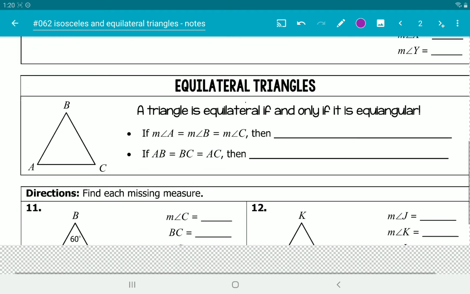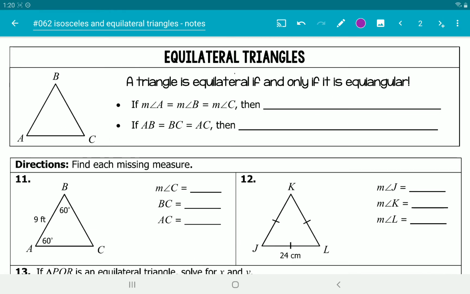Okay? So now we're going to move down to equilateral triangles. So these are a little even easier. Sorry. So an equilateral triangle, again, is one with all three sides the same. So it actually is true that a triangle is equilateral if and only if it's equiangular. So all equilateral triangles are equiangular, and all equiangular triangles are equilateral. So if it has three angles the same, then all three of the sides are the same. Okay, and if all three of the sides are the same, then all three of the angles are the same.